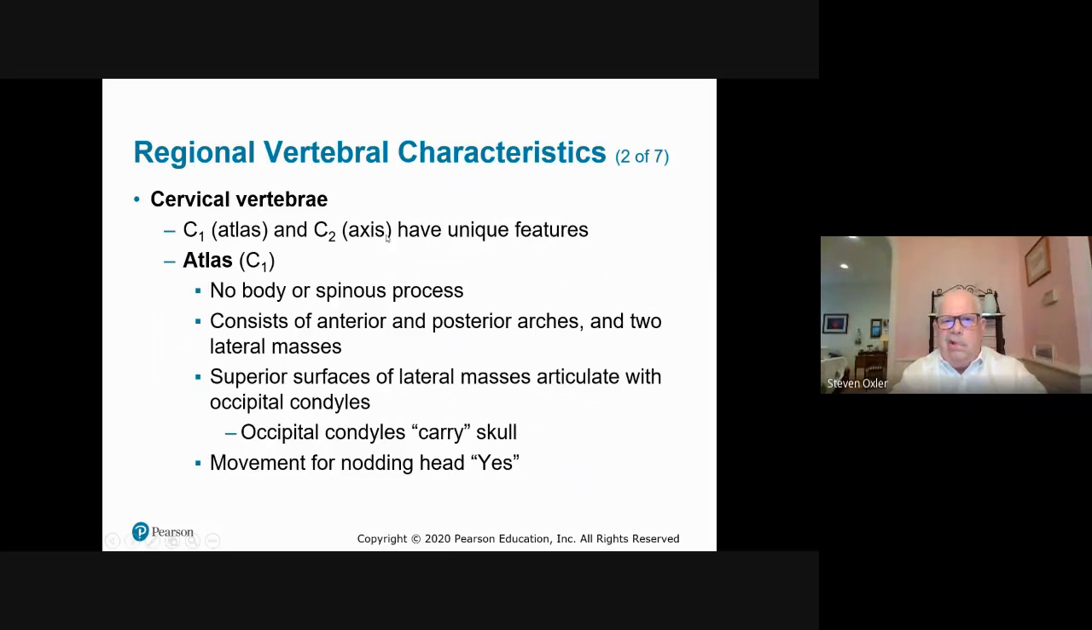C2 is called the axis because it allows your head to pivot. It allows your head to go left and right. Okay, so that is important. These 2 vertebrae have names, and I want you to know their names. And they give the head the ability to nod and say yes. So those are the important vertebrae in the cervical vertebrae.